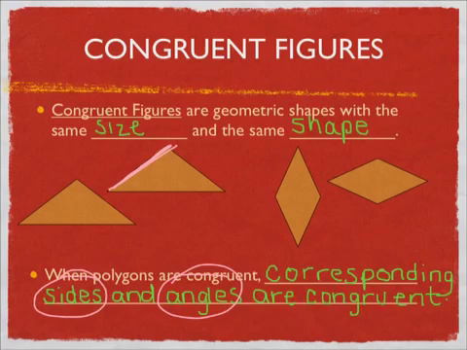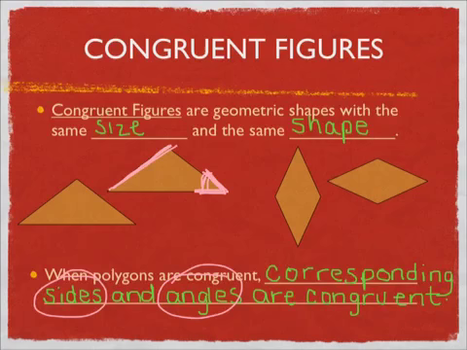An angle, like a right angle, is 90 degrees. This is an angle. An angle is a corner. Okay, that's what I wanted to hear. An angle is a corner. See the corner? So, sides and angles are congruent.